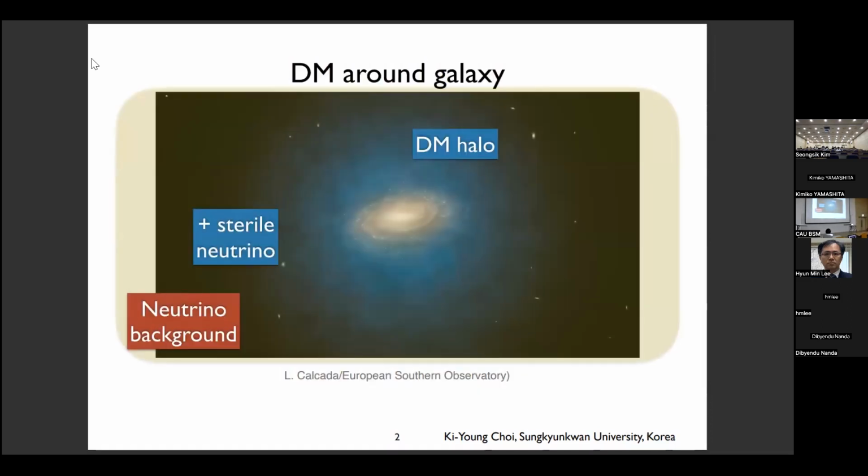So this is our galaxy, the Milky Way. Actually, we know that around our Milky Way there is dark matter. The white part is visible, our galaxy with stars and so on. The blue means we cannot see the dark matter, but we believe there must be some dark matter there to explain the rotation of our galaxy, and also many astrophysical observations.